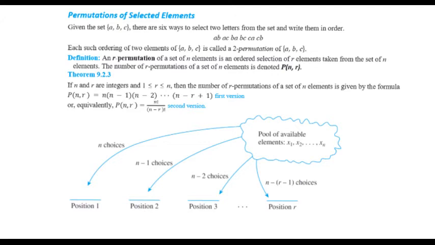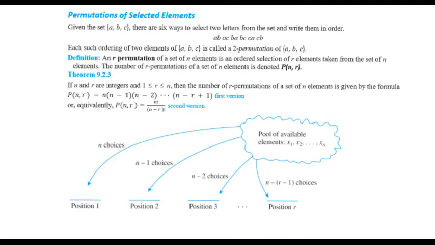So in general, we have a definition in the following way. We say an R permutation of a set of size n is an ordered selection of R elements taken from the set of n elements. So it should be an ordered selection, right? It's not only a selection of R elements, it is an ordered selection. Why? Because it's an R permutation. The number of R permutations of a set of n elements is denoted by this symbol, P of n and R. It means R permutations of a set of size n.